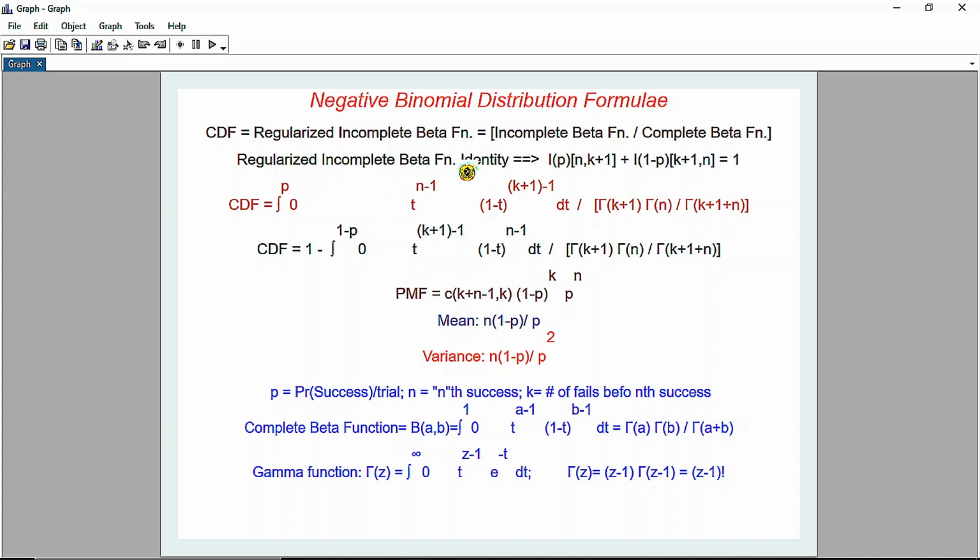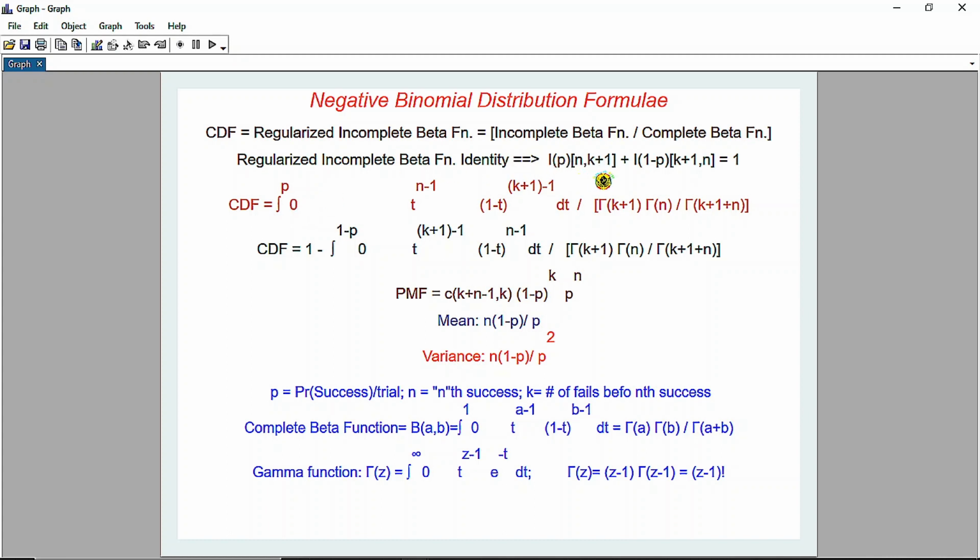Now let us see a certain identity of the regularized incomplete beta function. If we want to integrate from 0 to p, then we use the parameter n as a and k plus 1 as b. And if we want to integrate from 0 to 1 minus p, then we switch the places of these parameters, now k plus 1 at first and then n, and the sum of these two will be equal to 1. Now let us explain our CDF. We are integrating from 0 to p. That is why we take this.